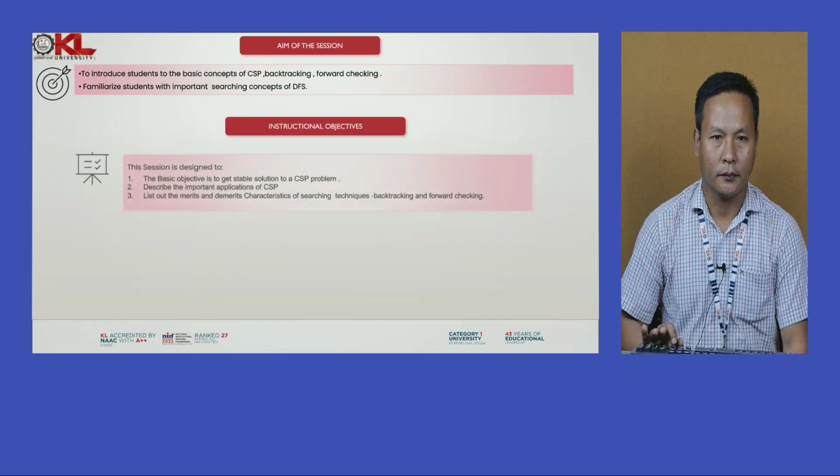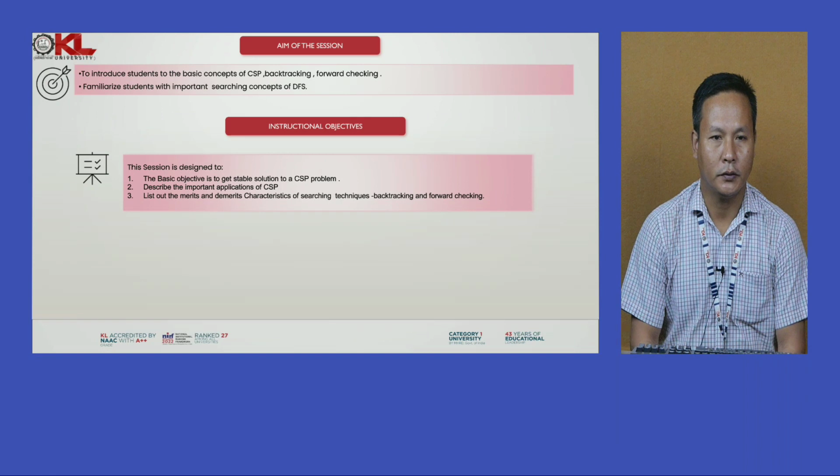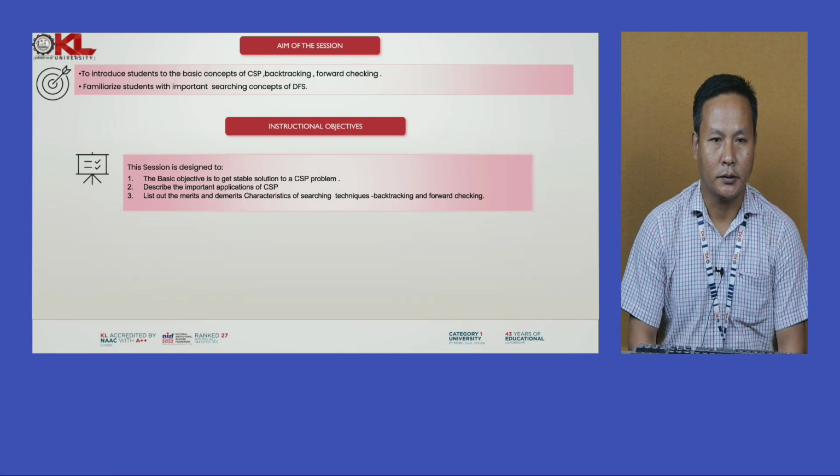Introduction and objectives. This session is designed to give the students the basic objectives to reach stable solutions for constraint satisfaction problems, and it will describe the important applications of constraint satisfaction problems. In this topic we have to use graphical representation, and we have to list out the merits and demerits of the searching techniques used in this problem, that is backtracking and forward checking.